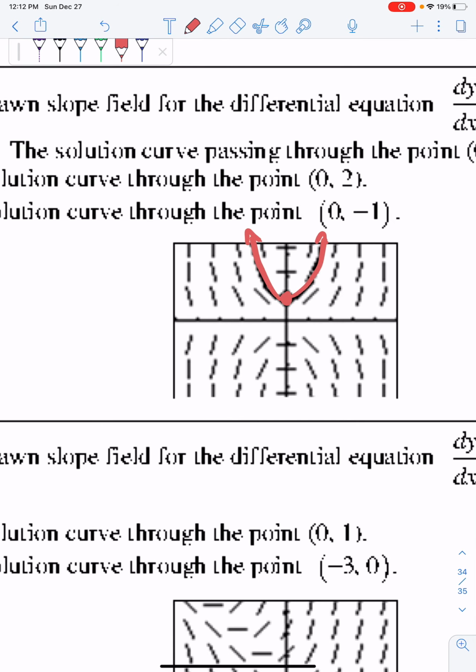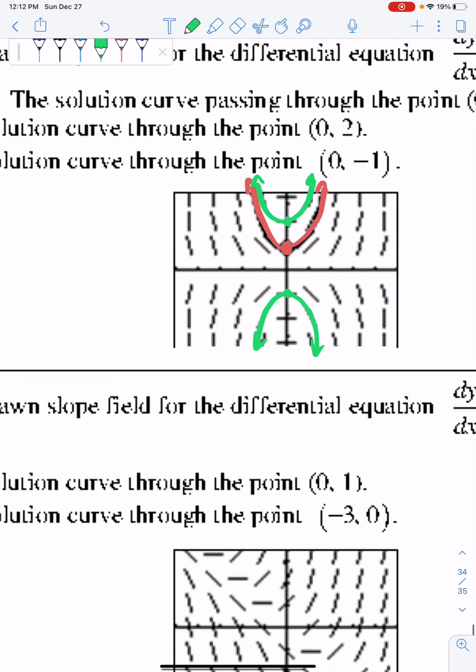And from there, if I follow the slopes, it gives me this graph. Now, if I want to go through 0, 2, then that means I'm going to be starting right here. And from that point, my graph is going to look something like this, okay? At 0, -1, that's right here. So as I go left and right, I've got to follow that slope. So this one's going to go like this. You kind of have to follow the slope fields, all right? You can't be crossing through the lines.